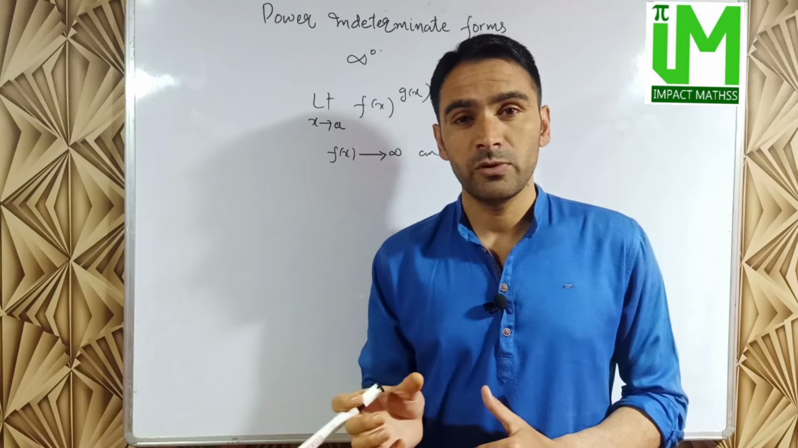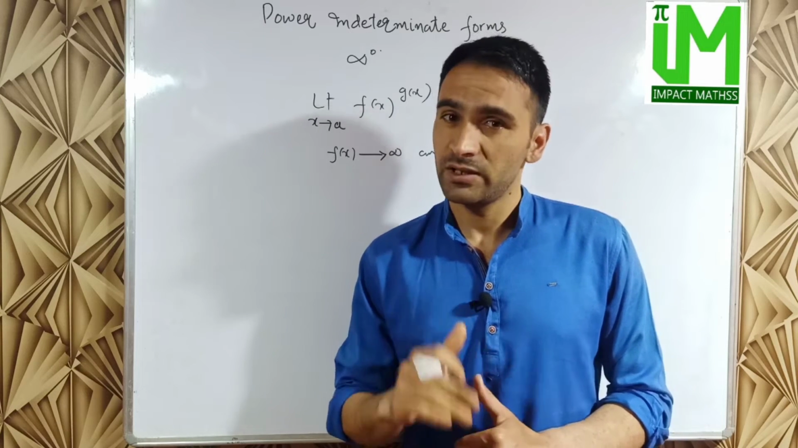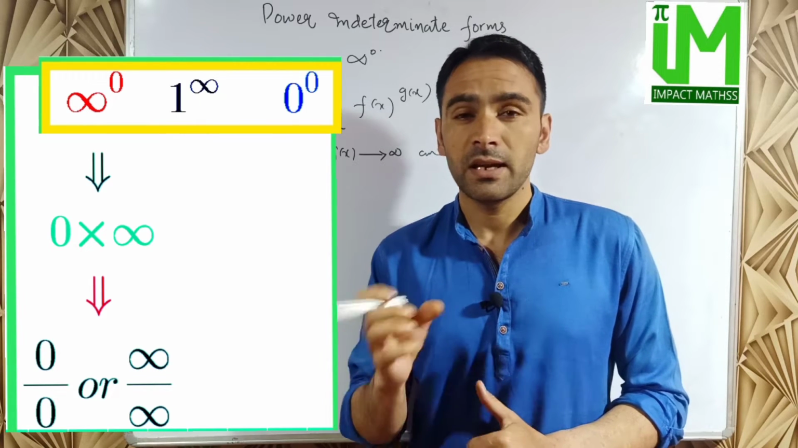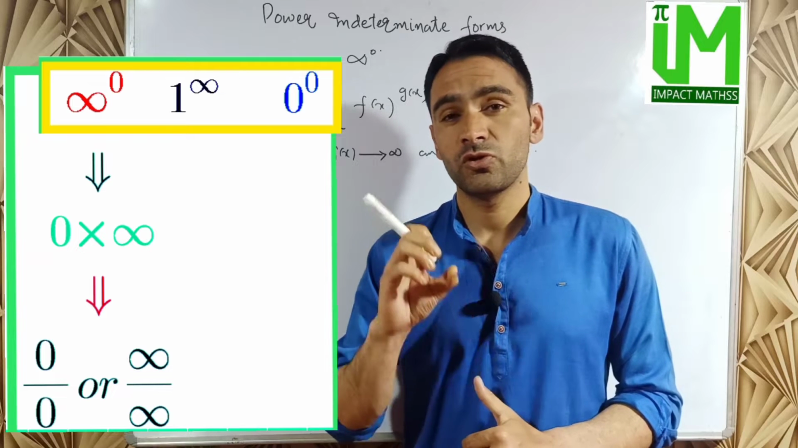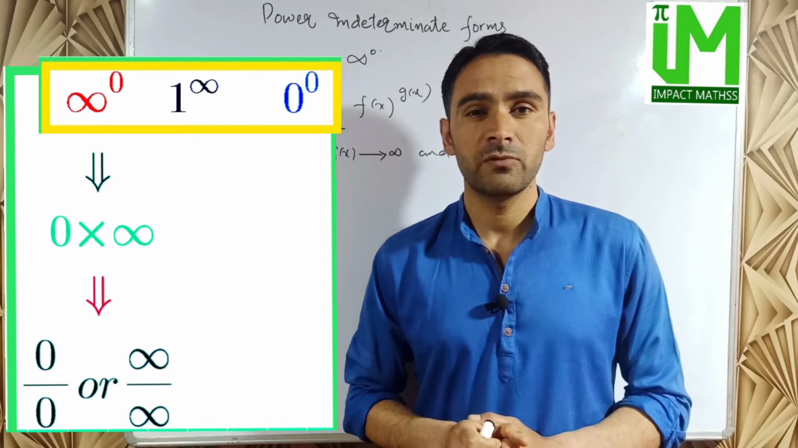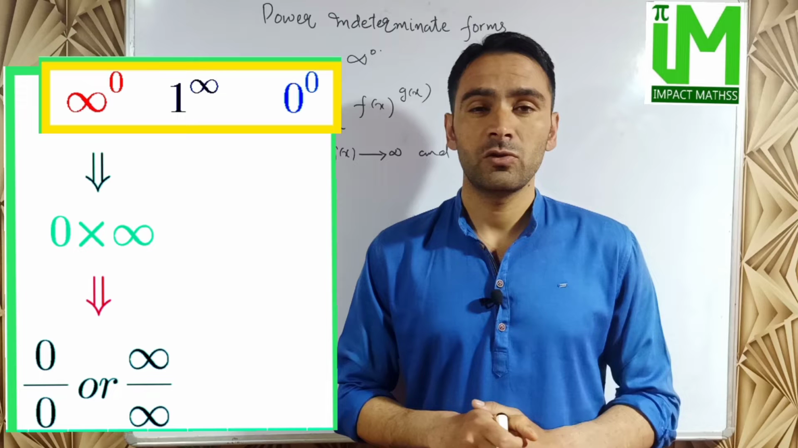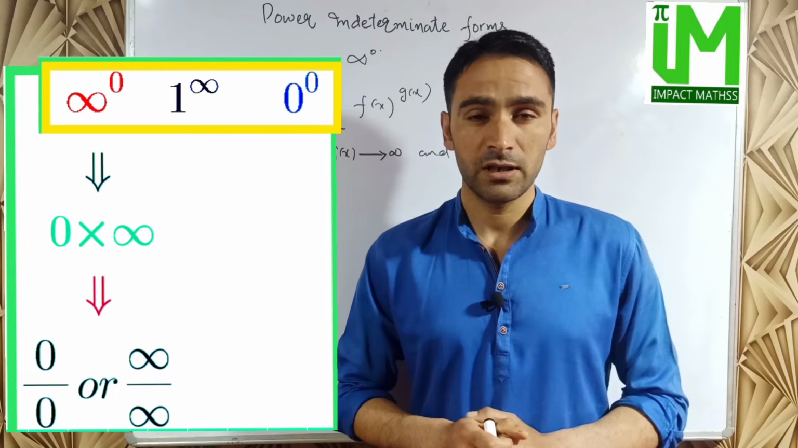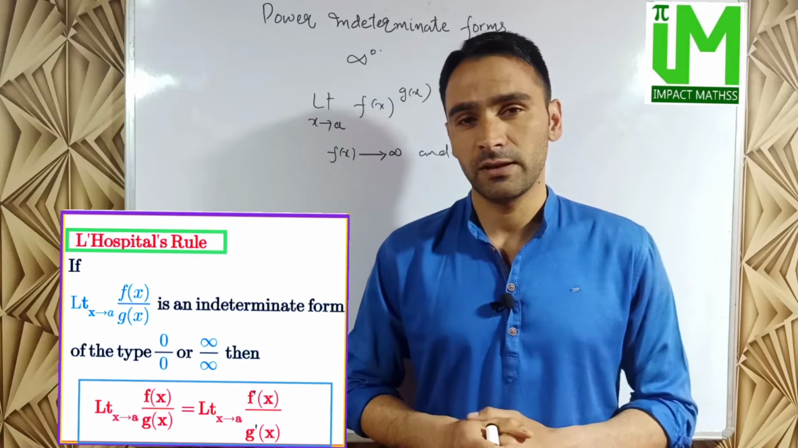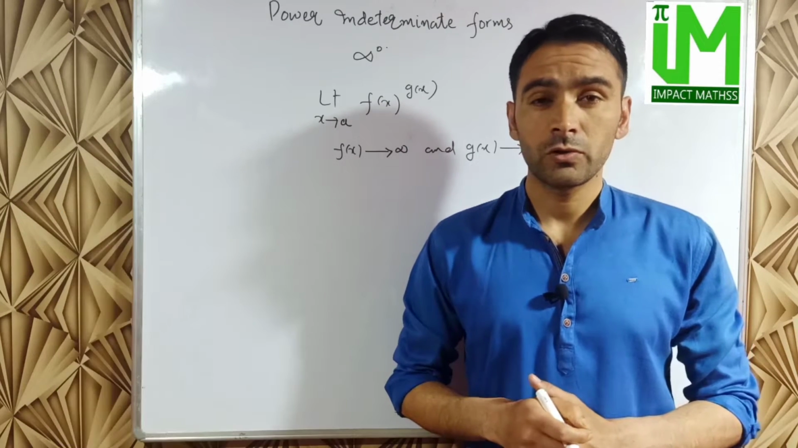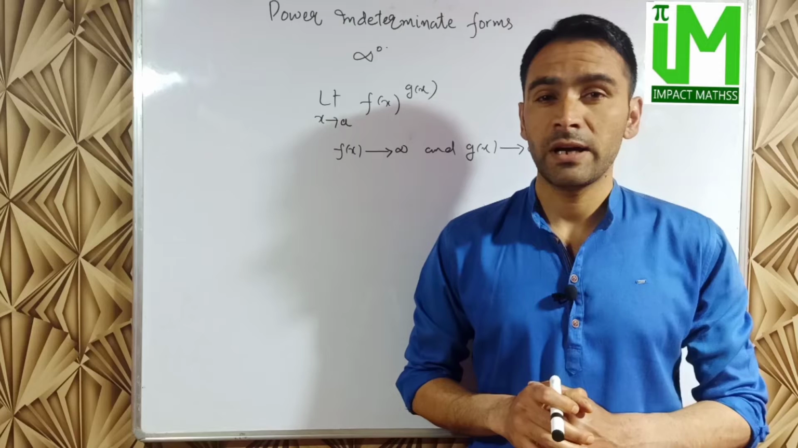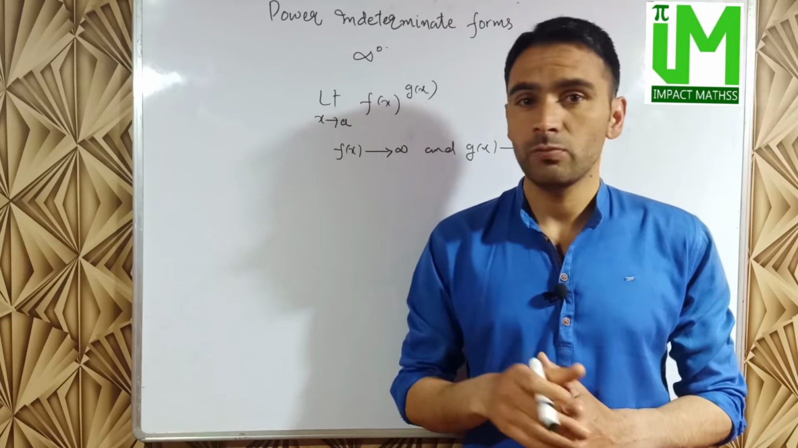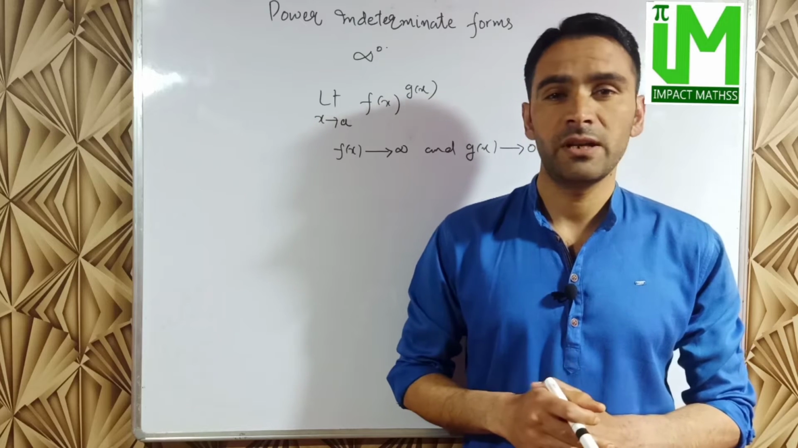First of all, we convert this power indeterminate form, and this is also valid for other power indeterminate forms. We first convert these power indeterminate forms into 0 into infinity type, and then from there into 0 by 0 form or infinity by infinity form, and from there we apply L'Hopital rule. Now if we wish, we can also cut the long story short by directly converting the power indeterminate form into 0 by 0 form or infinity by infinity form.